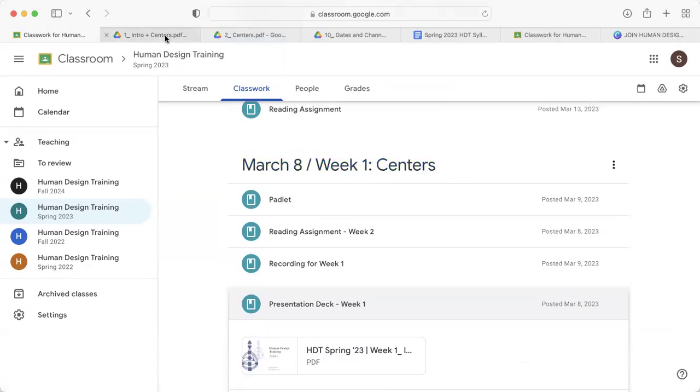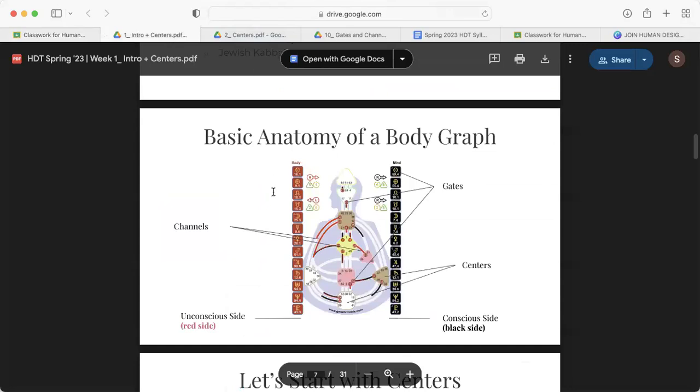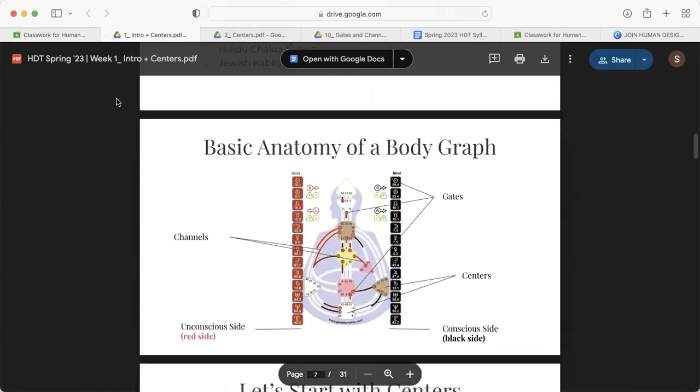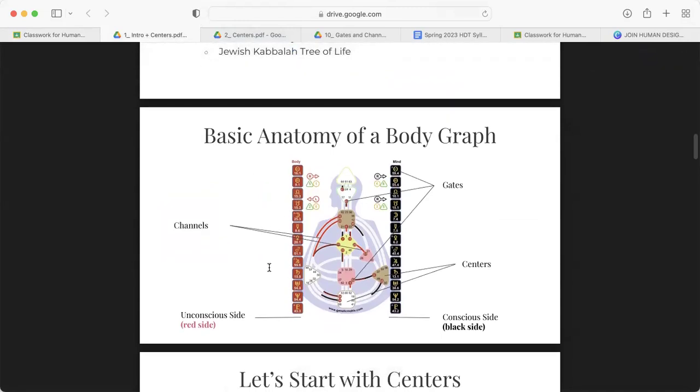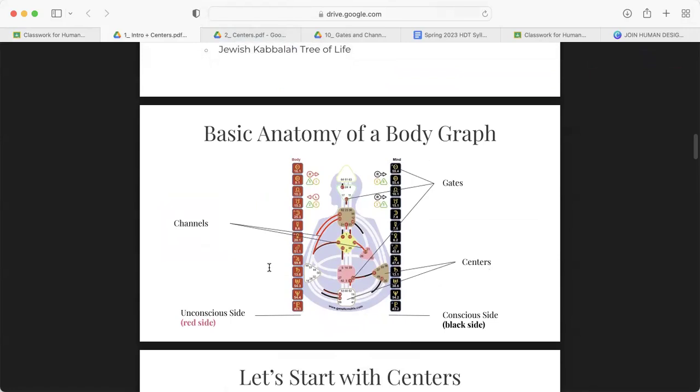I actually pulled up our first week and I wanted to bring up this anatomy of a body graph chart because these are all the core pieces. Most people know their energy type if they're interested in human design. You know that you're a projector. You know that you're a manifesting generator. But what makes you that? And what makes you that are actually these things.